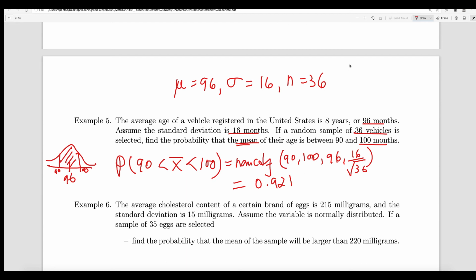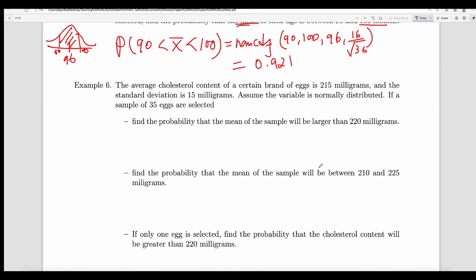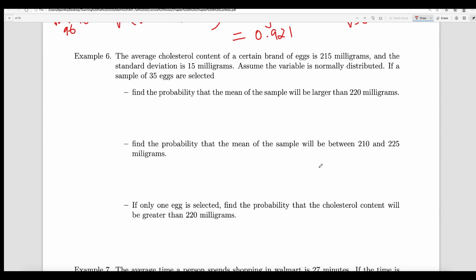That's it. You can also do it by the z value method. If you want to do the z value method, then you need to find z first, right? z equals x bar minus mu over sigma over root n. Find z and then use the technique we used in 6.1. Example number 6. Let's do example 6.